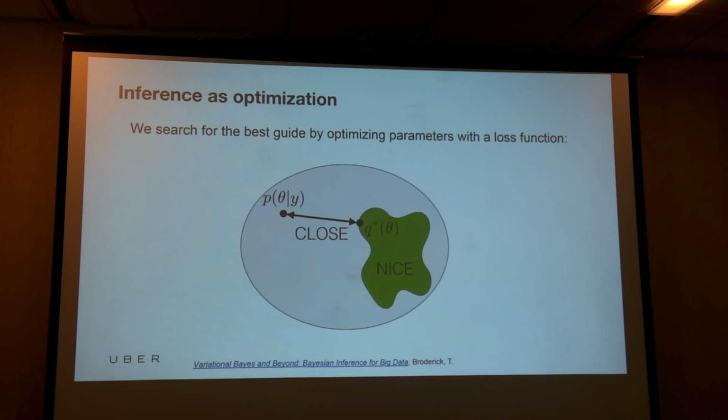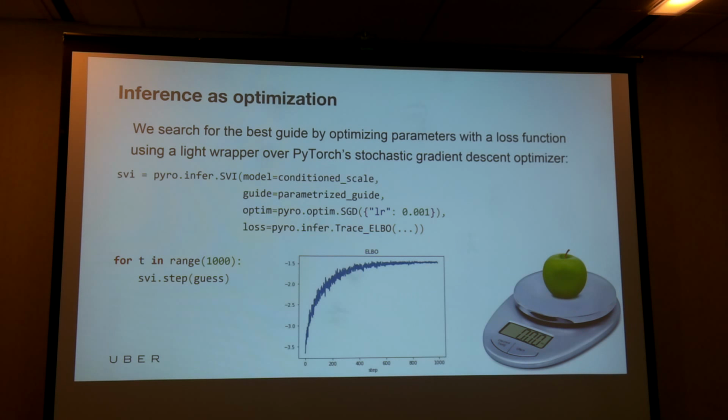We're going to optimize those parameters with respect to a loss function, some function that measures the closeness between the true posterior distribution and a member of our parameterized family of guides. So in Pyro, we do that with this sort of syntax and this pyro.infer.SVI object. So we search for the best guide by optimizing our parameters with a loss function.